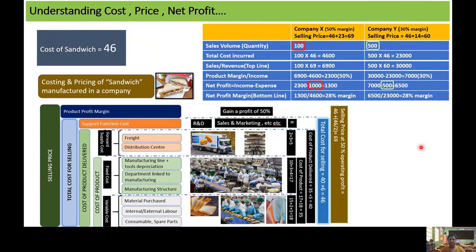With this, I close today's video, and I hope you have learned at least the basic part of how the costing and the pricing is built, and how the quantity and expenses play a vital role in creating a better bottom line for a company.